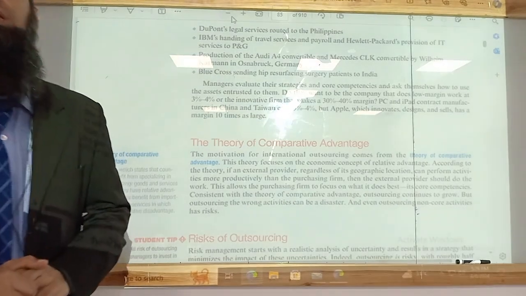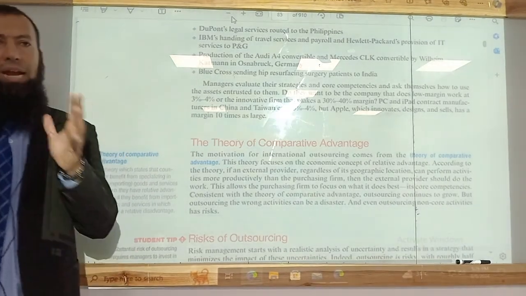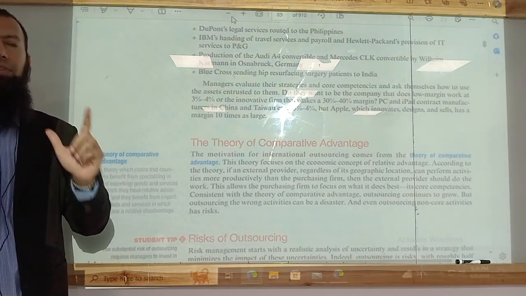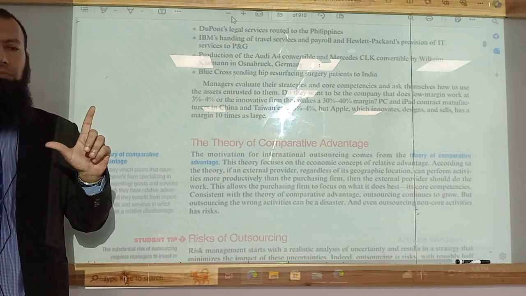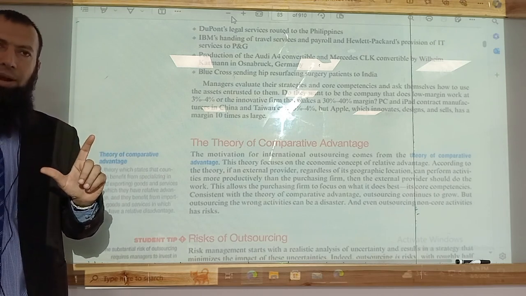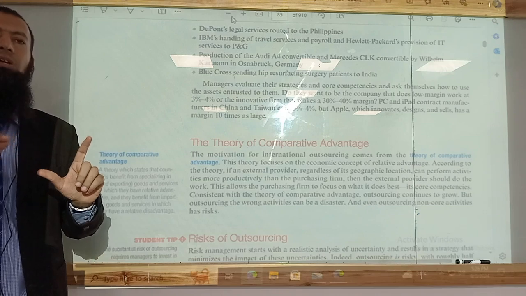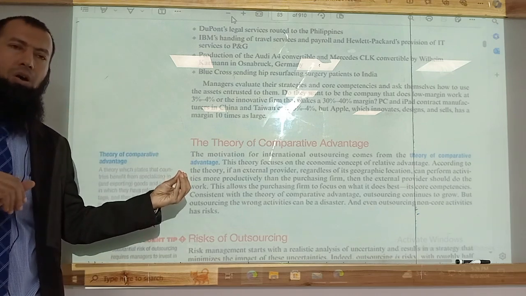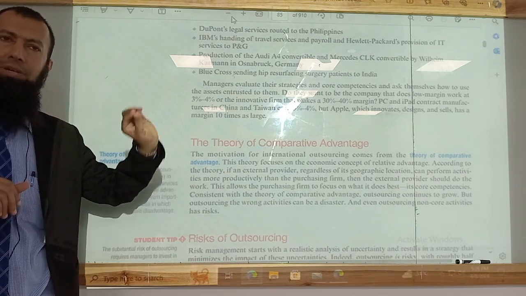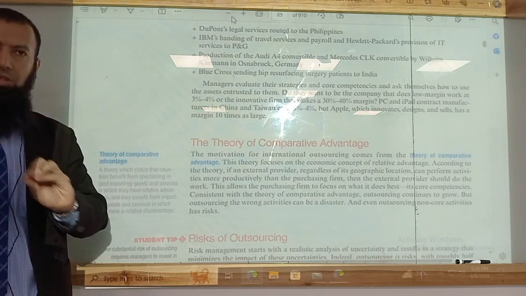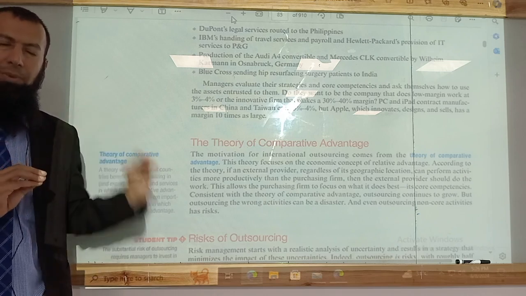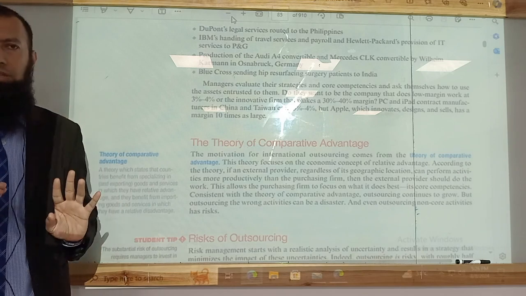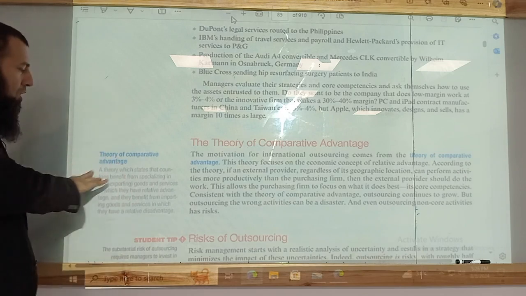Yes? Relative advantage means advantage relative to the competition. For example, if Pakistan's fabric quality is better and it's cheap, then it has to be made in Pakistan. If the marketing of an American company is good, then marketing must be done by American companies. If the logistics of Germany are good, then the German company must be acquired for logistics services. So this is the concept of the theory of comparative advantage.